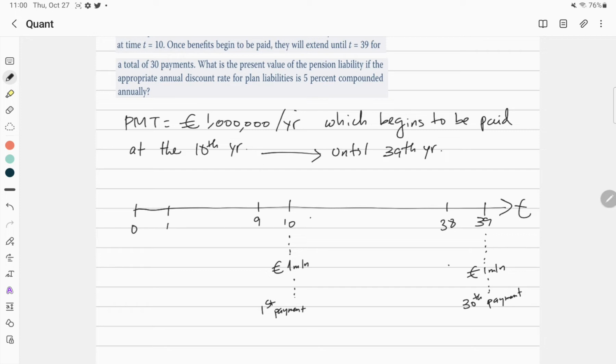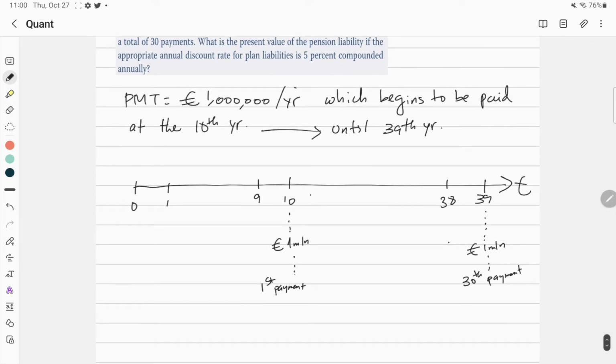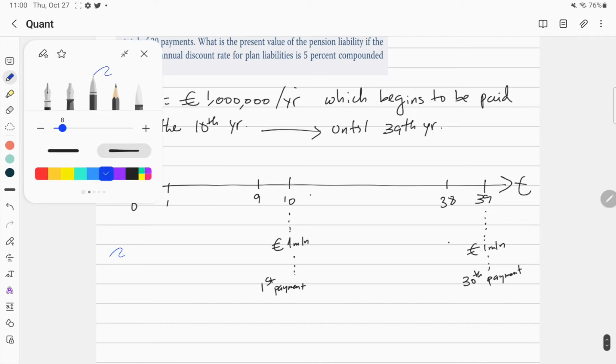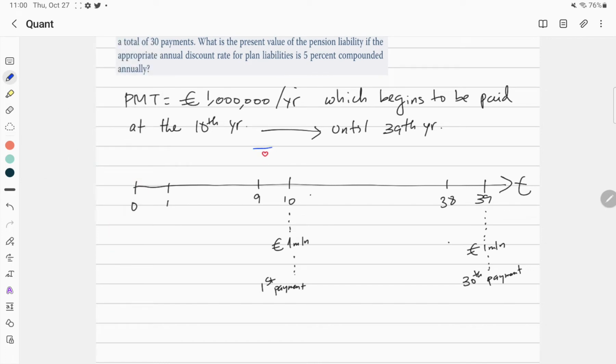So the question we're asked is, how much money should he have at the present time today, so that with 5% compounding, with 5% interest rates, he will have enough money around this time to start paying 1 million per year for the next 30 years. So let's see the timeline from here onwards.